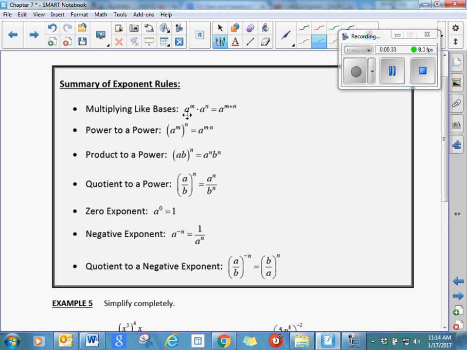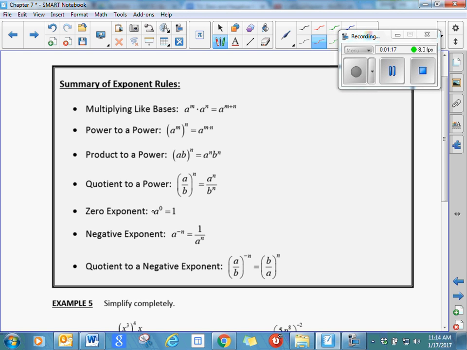If you have like bases and you are multiplying those like bases together, you add your exponents. If you have a power to a power, an exponent to an exponent, then you multiply the exponents together. If you have a product, two or more factors inside the grouping symbol raised to a power, each individually gets raised to that exponent. Then we had a quotient, a numerator over a denominator raised to an exponent, and again you can drop the grouping symbol and take each numerator and denominator separately raised to the exponent.